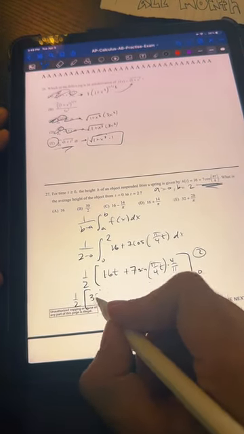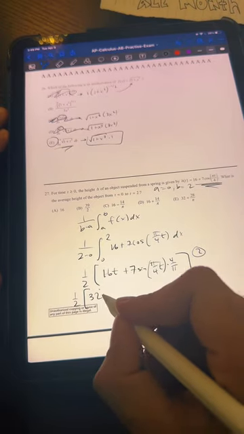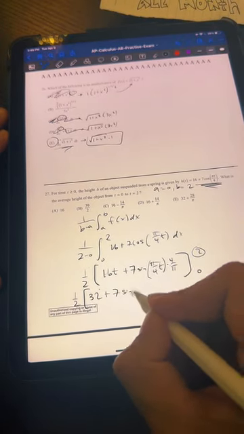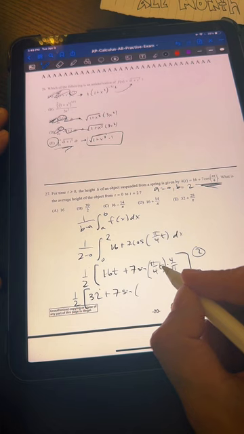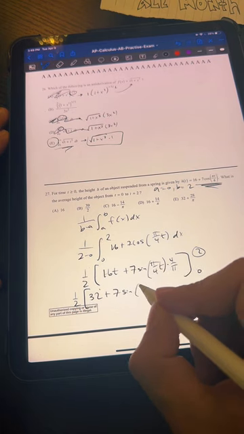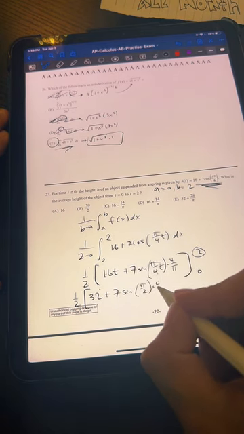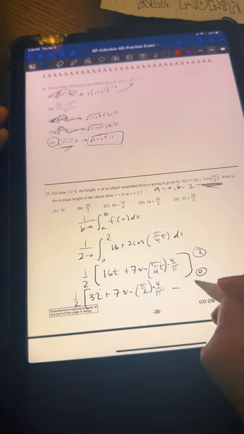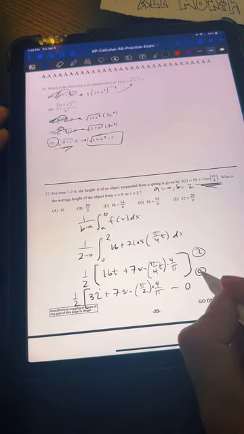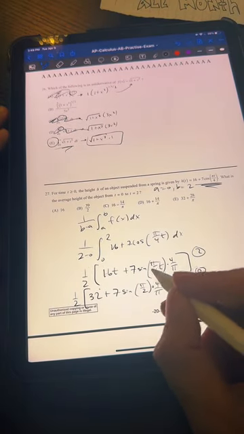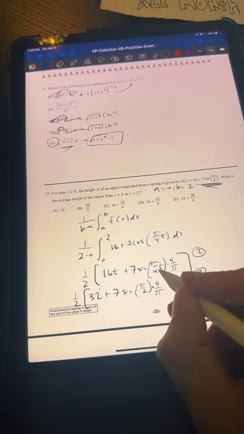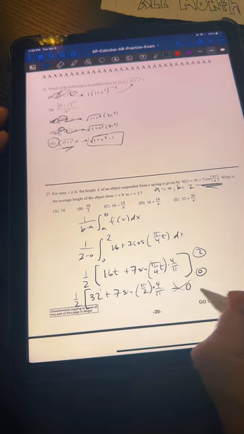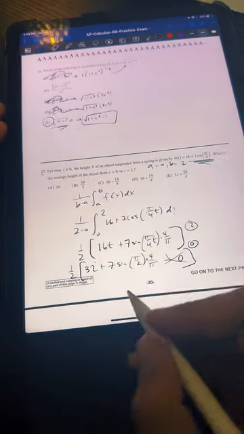When you plug in the 2 into everything, we get 32, because 16 times 2, plus 7 sine of, when you plug in 2 into this function, pi over 4 times 2, it's just pi over 2, times 4 over pi, minus, when you plug in 0 into the 16t, that just becomes 0, so minus 0. And then when you plug in 0 into this sine, pi over 4 times 0 is 0, so sine of 0 is just 0. So luckily for us, we don't have to worry about that.